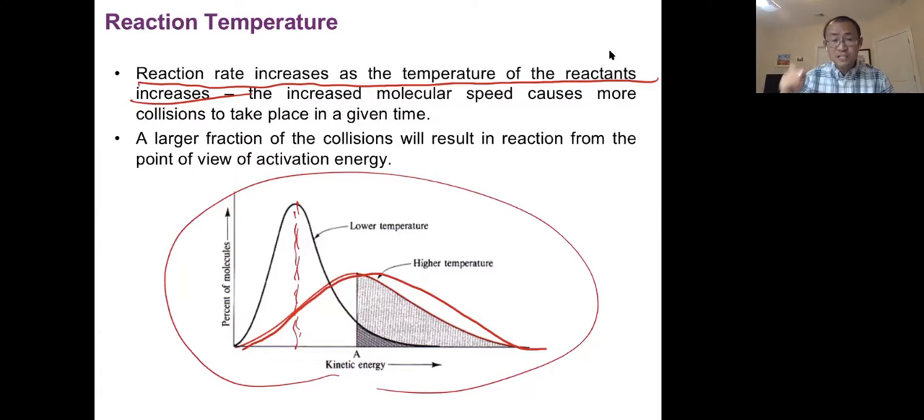But if you increase temperature, you can see that the distribution chart shifts to the right. It means what? More molecules will have higher kinetic energy because of higher temperature. Again, higher kinetic energy means what? Means reaction rate is higher. Why? Because more collisions. Speed is faster now.